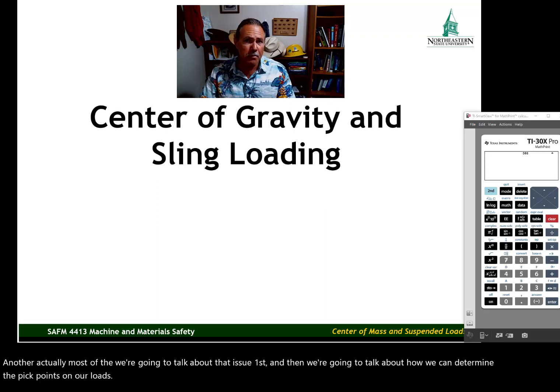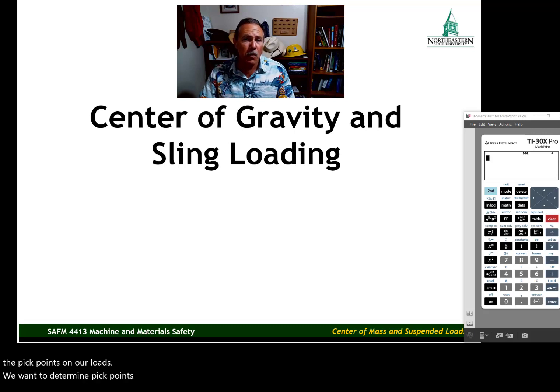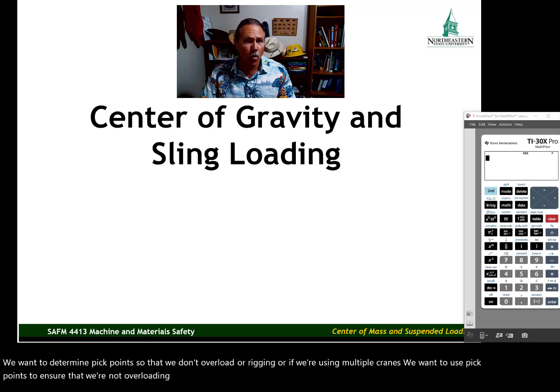We want to determine pick points so that we don't overload our rigging, or if we're using multiple cranes, we want to use pick points to ensure that we're not overloading the cranes. And more on that as we get into that particular issue.